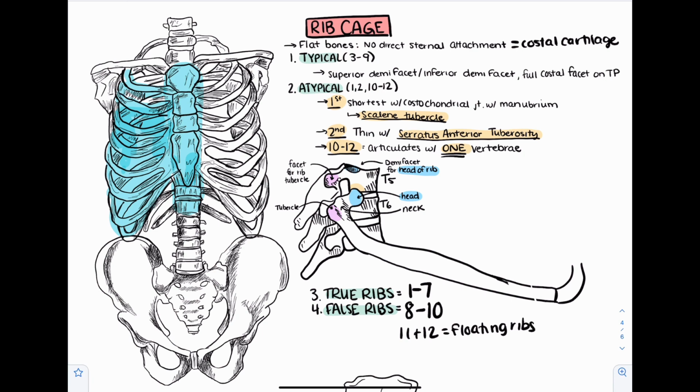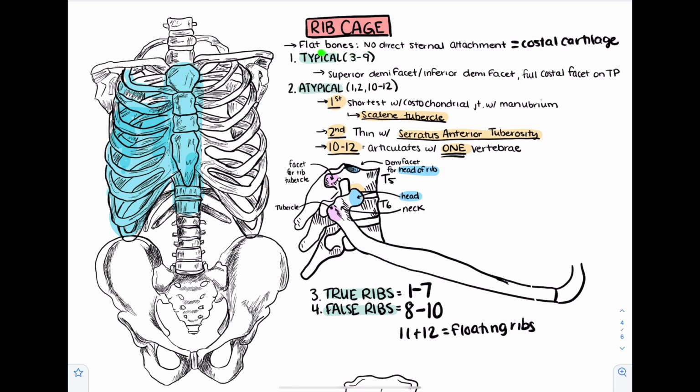The true ribs are called this because they attach to the sternum by their own costal cartilage. One attaches via the first costal cartilage, 2 attaches via the second costal cartilage, and so forth. But then 8 through 10 attach indirectly via a shared costal cartilage, rib 7's costal cartilage. 11 and 12 don't attach to the sternum at all, and that's why they're called floating ribs. They only attach to the thoracic vertebrae, T11 and T12.